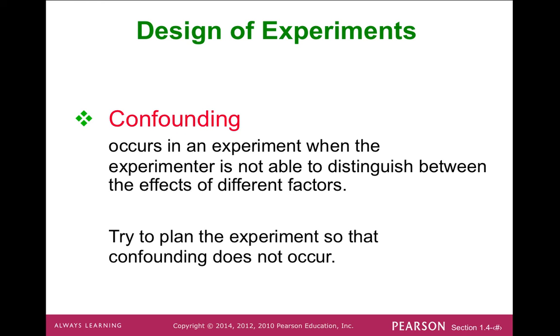Confounding occurs in an experiment when the experimenter is not able to distinguish between the effects of different factors. So having confounding variables is something you want to avoid in the design of experiments. And the easiest way to do that is to try to control as many different factors as you can and only have one thing that's really different. So for example, in the case of your patients, they either are taking a drug or they're taking the placebo, but we're not trying out two different drugs on them at the same time.